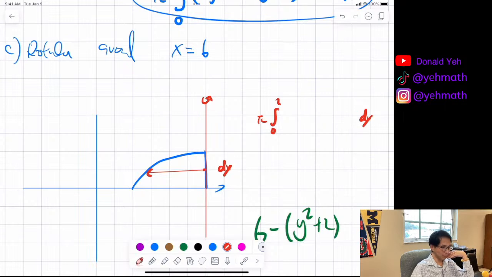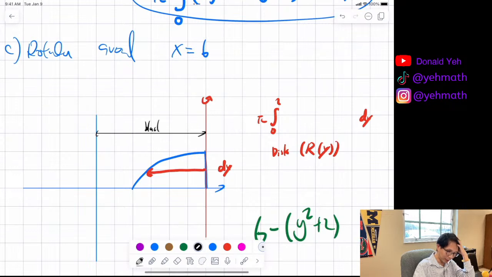It's gonna be a disk because you only draw to one line. You don't draw all the way to the x-axis because there's no area there. The area stops at 2, so this is actually a disk. So disk means there is only one big R of y here. Now the problem is this distance is kind of hard to find because it's actually from here to here, the black. So this is a black line, and subtract the green line. So black subtract the green is equal to red.